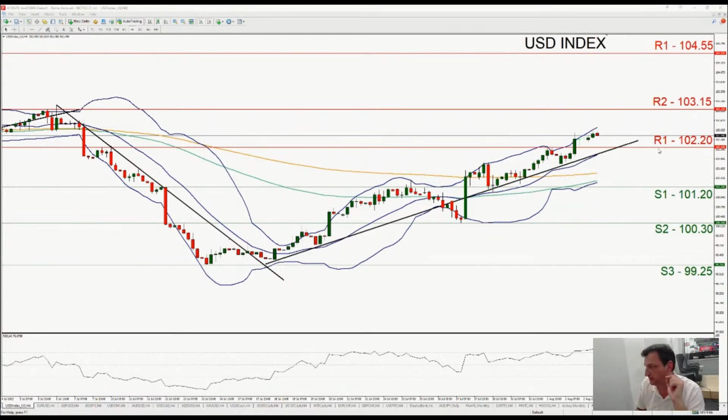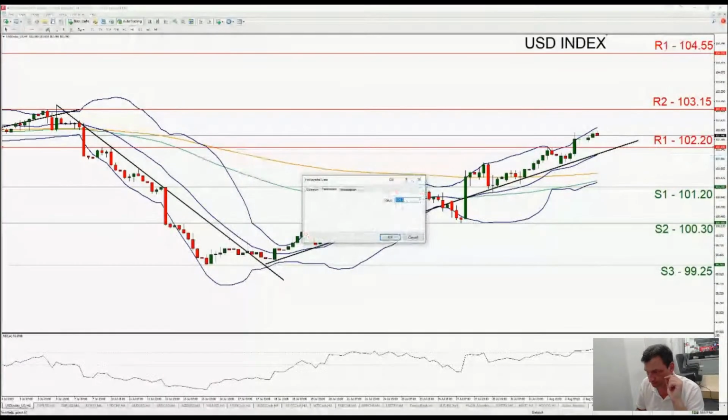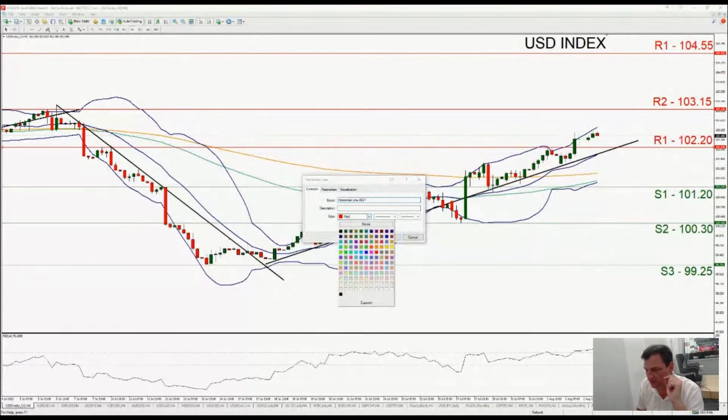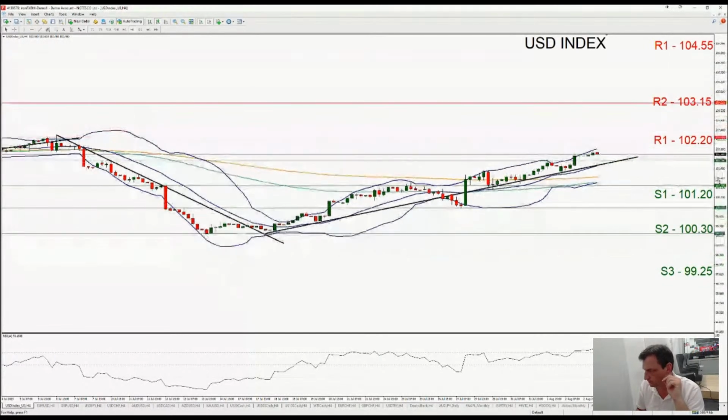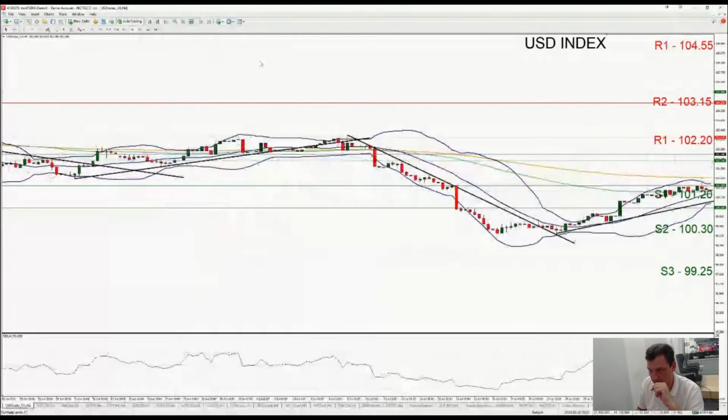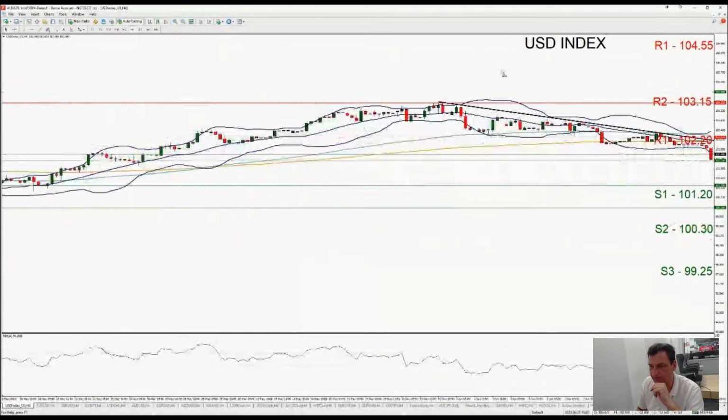So the first move would be definitely to turn the resistance line into support line. And let's go hunting for a new ultimate resistance level.